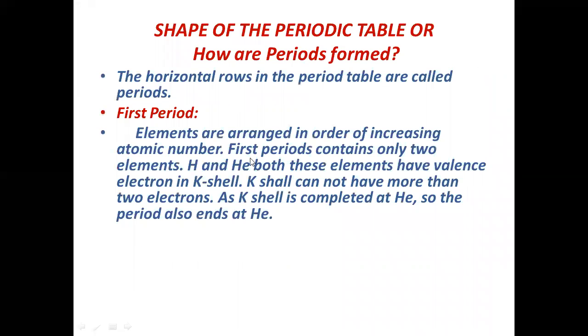Elements are arranged in order of increasing atomic number. The first period contains only 2 elements, hydrogen and helium. Both these elements have their valence shell electrons in the K shell. K is the first shell, and the first shell can accommodate only 2 electrons. Hydrogen has only 1 electron in the first shell, and helium has 2 electrons in the first shell. The first shell cannot accommodate more than 2 electrons. That's why the first period starts from hydrogen and ends at helium, because the first shell is completely filled at helium with 2 electrons.